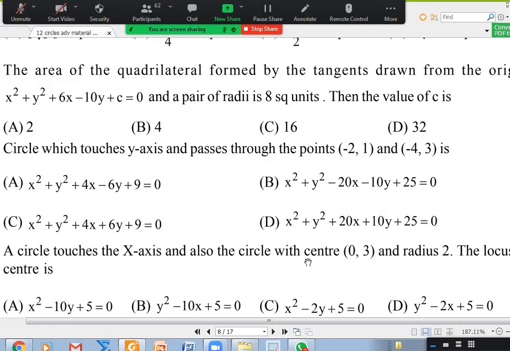Sir, down, second last line, last word, what did you write, sir? 8 by mod sin 2 theta is minimum implies mod sin 2 theta should be maximum.